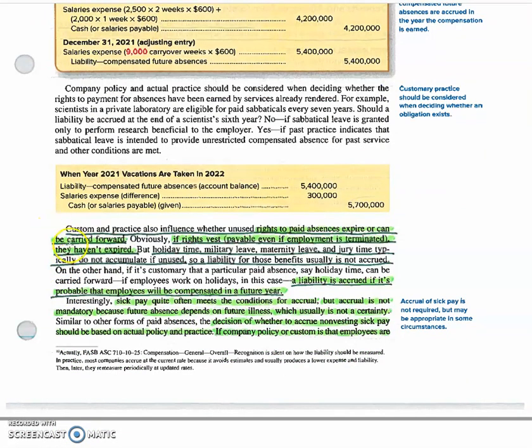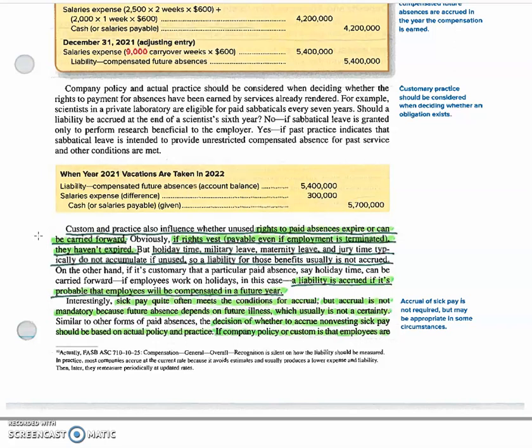Okay, and you see that discussed right down here in your textbook. Right here, they give some important information about those issues. Custom and practice often influence whether unused rights to paid absences expire or can be carried forward. Obviously, if rights vest, payable even if employment is terminated, they haven't expired. Holiday time, military leave, maternity leave, jury time typically do not accumulate if unused. So liability for those benefits is usually not accrued and usually not appropriate to accrue.